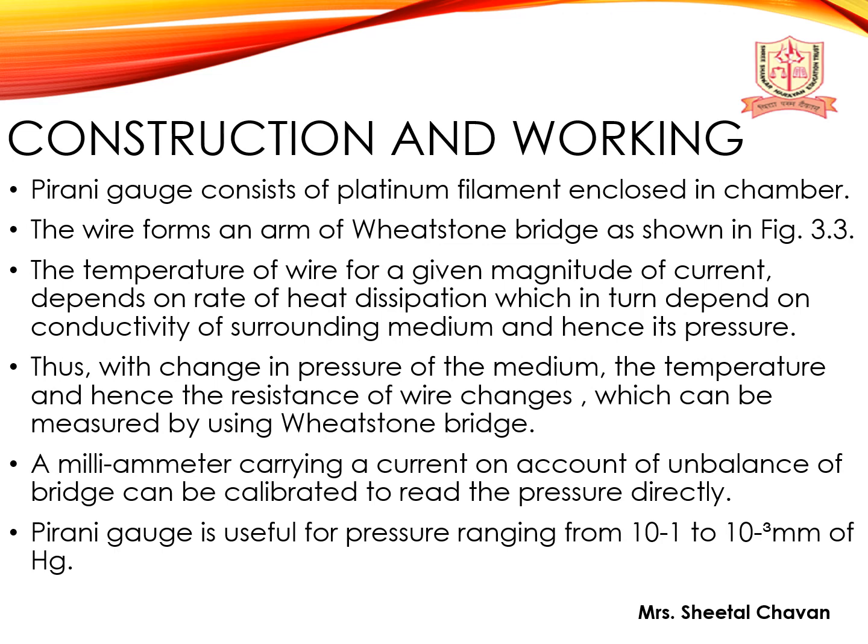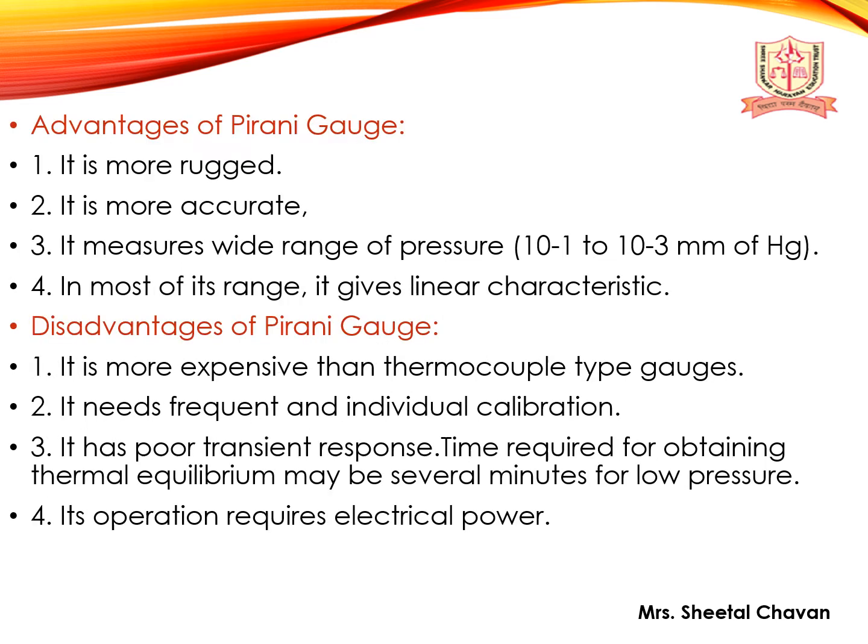The Pirani gauge is useful for pressure ranging from 10 raised to -1 to 10 raised to -3 mm of Hg. Advantages of the Pirani gauge. It is more rugged and more accurate. It measures a wide range of pressure, 10 raised to -1 to 10 raised to -3 mm of Hg. In most of its range, it gives a linear characteristic.